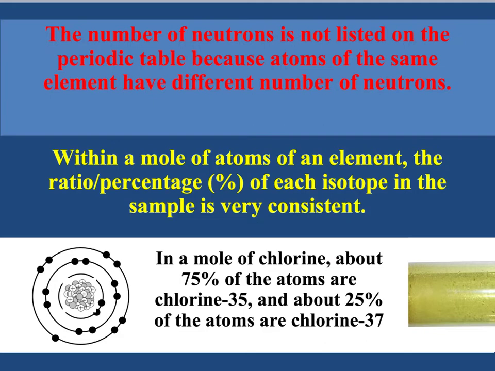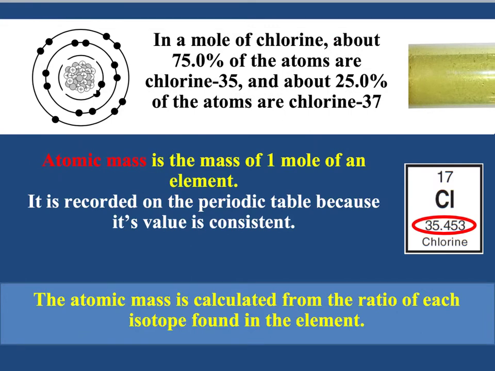So when we talk about a mole of a certain element, like chlorine for example, the ratio of each kind of isotope of chlorine tends to be consistent. So for example, in 1 mole of chlorine, about 75% of the atoms are going to be chlorine 35, and about 25% of them will be chlorine 37. And that number is going to change depending on how many isotopes you have. Right, so again, this is the same example we just went over in the slide before.